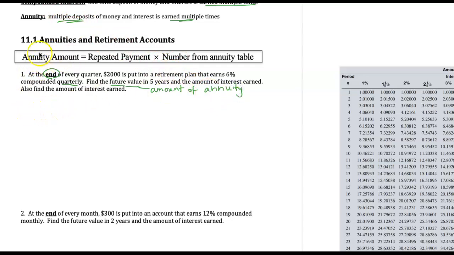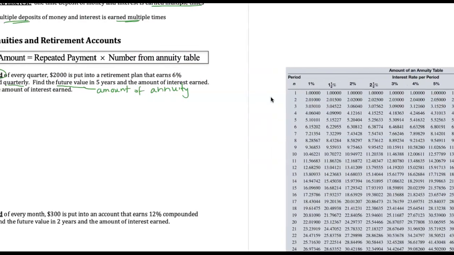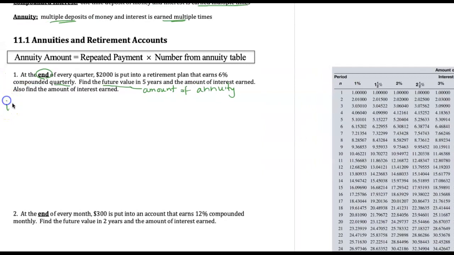So we're going to find the amount of the annuity by finding the repeated payment. In this case, that's $2,000, and then finding the number from the annuity table. If you remember from previous chapters, to look in this annuity table, we needed to find the I and the N. The I is our 6% compounded quarterly, so 6% in the numerator, and we're dividing by quarterly. So 6% is the percentage for the whole year, and we're dividing that into 4 pieces because there are 4 quarters in a year, and that gives us 1.5%.